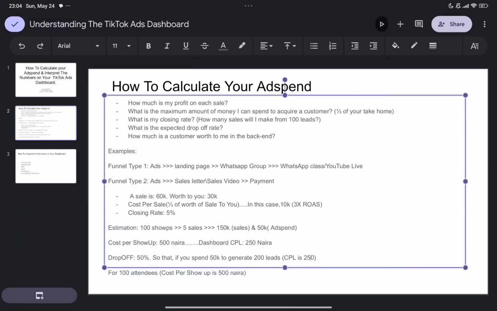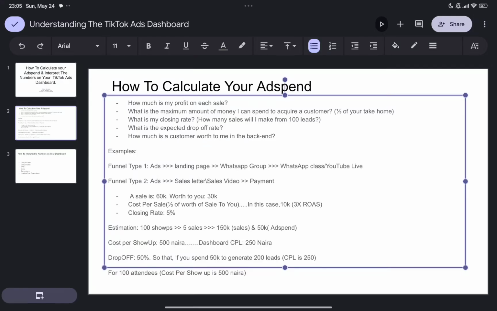Now, depending on your funnel, your drop off rate might be higher, it might be lower, and depending on your sales ability to sell people, your closing rate might be higher, your closing rate might be lower. Do you understand now? So that depends on you. For some people, their closing rate might be 10%. If your closing rate is 10%, that means you will be making more sales from just 50,000. You'll be making about 300k by just spending 50,000 naira.